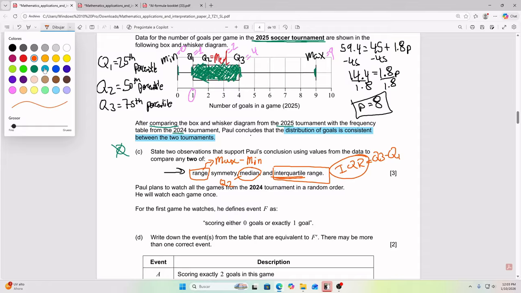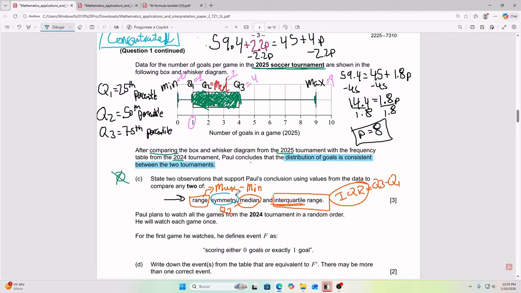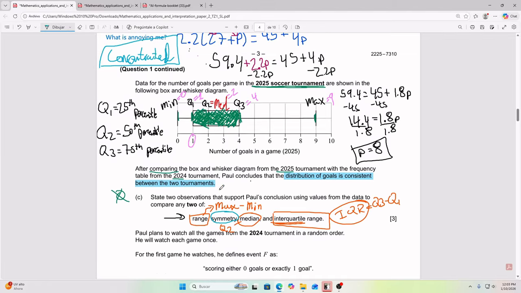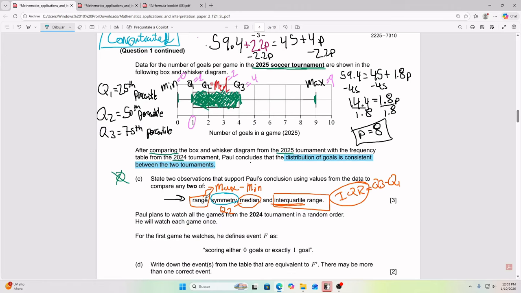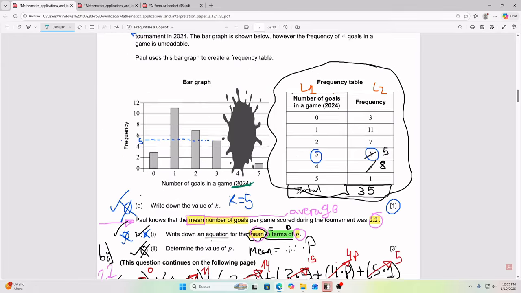And then for symmetry, that's a little bit harder to try to explain. But for symmetry, it would be like if it has what we call a right skew or a left skew. And so in this case, I'm pretty sure this is a right skew because you have a bunch of data points that go very far to the right. See, and so that would be what we mean by symmetry, okay? And so that's a little bit harder to explain, so I'd rather stick to range, median, and interquartile range.